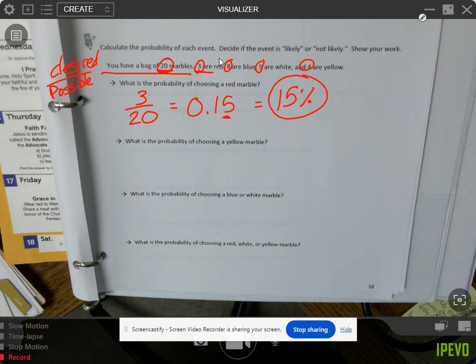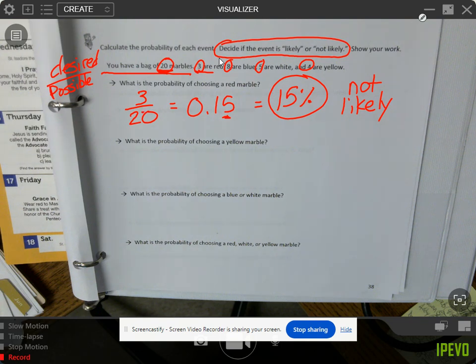What was that, Leo? Decide if the event is likely or not likely. I have to write that. If there's a 15% chance of getting a red marble, is that likely or not likely? Not likely. Not likely because it's closer to that 0. So I need to write that.